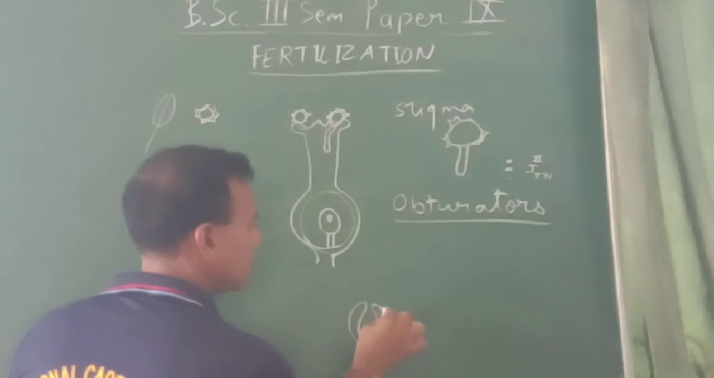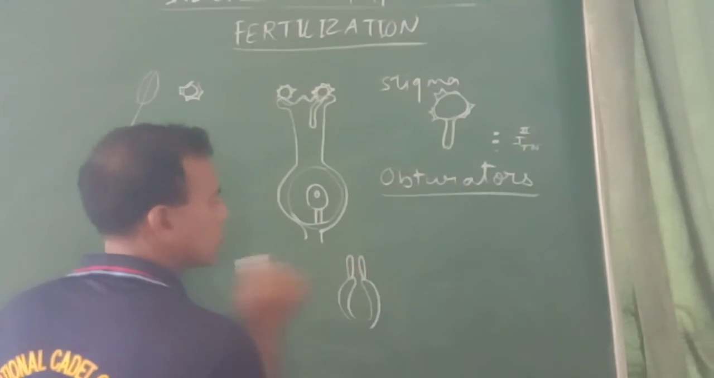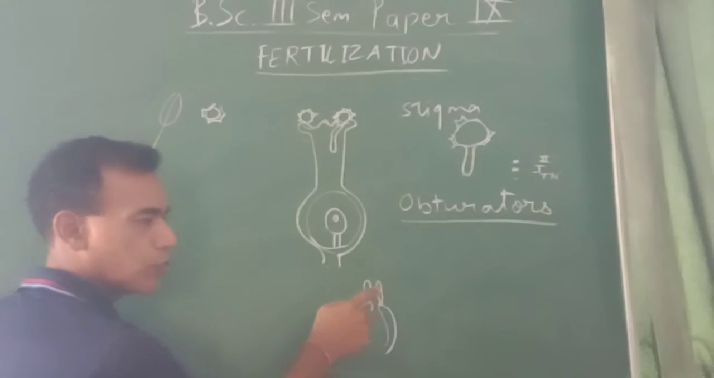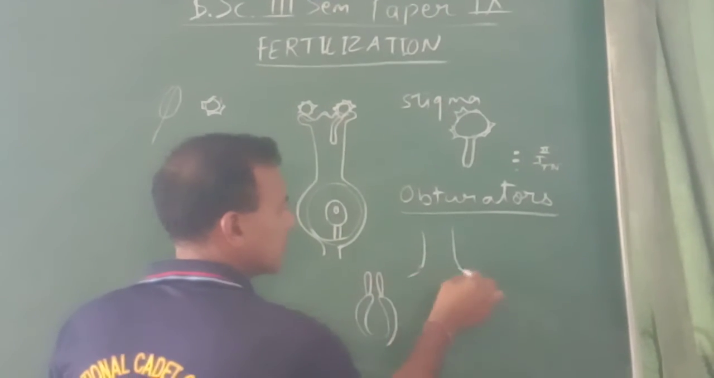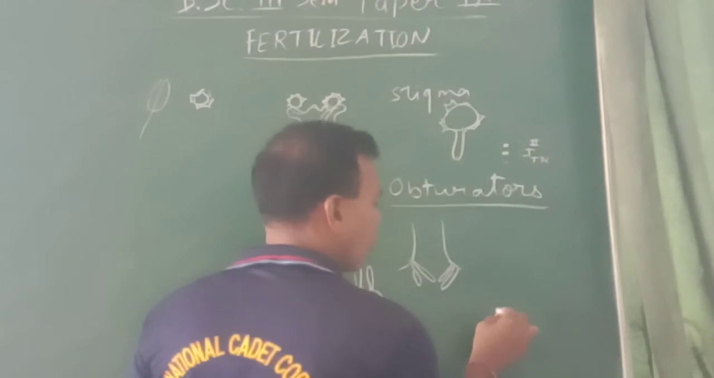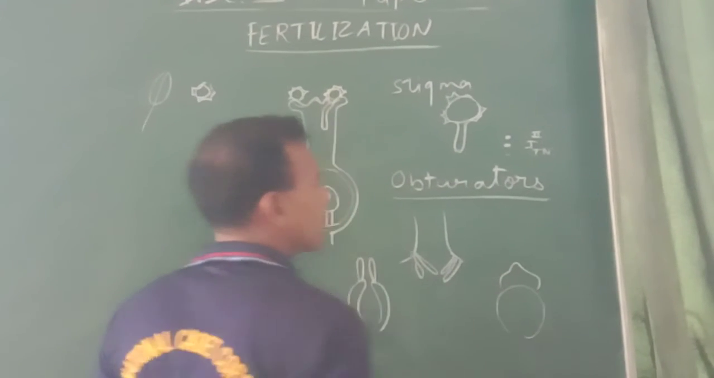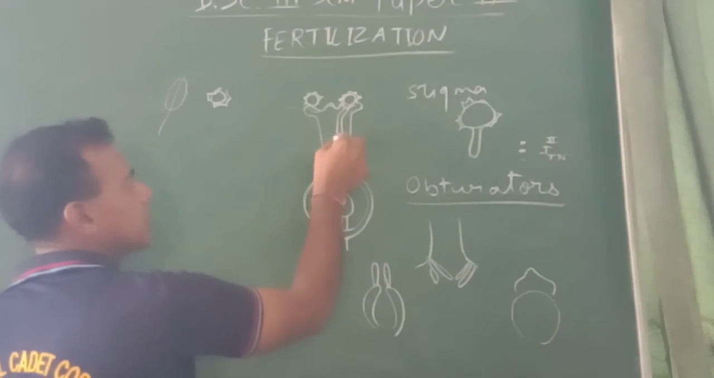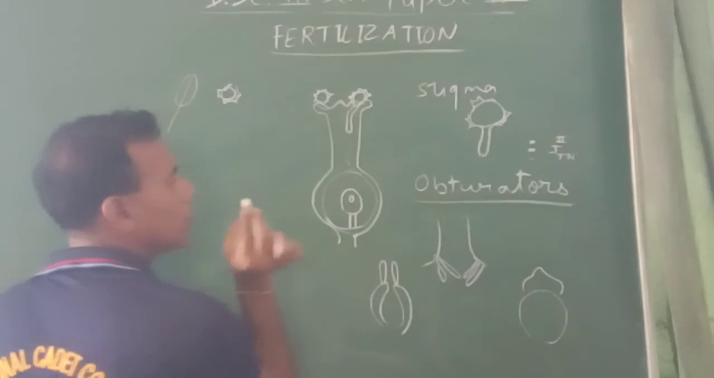Sometimes they are formed by the growth of the integumental cells, which is known as integumental obturators, or these may be formed from these stylar cells like this. These may be formed from the placental cells like this. The main function of these obturators is to help this growing pollen tube to reach this ovule finally.